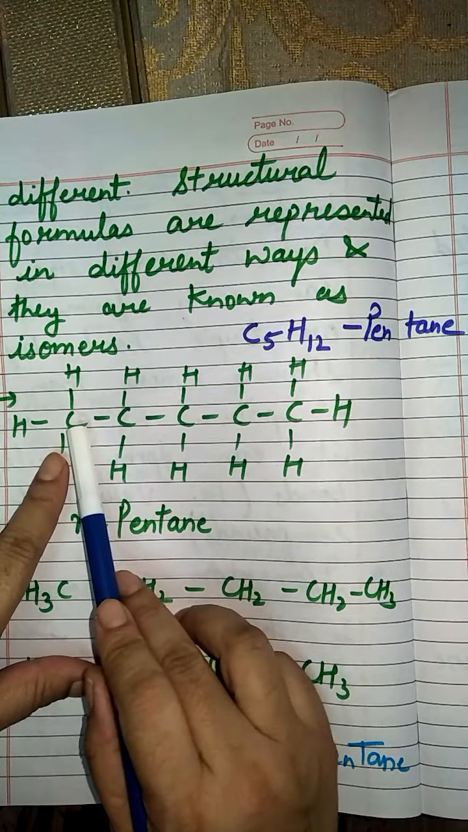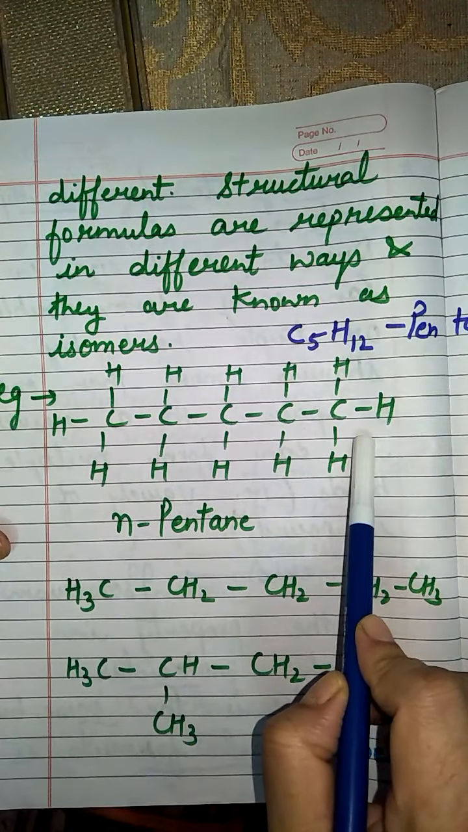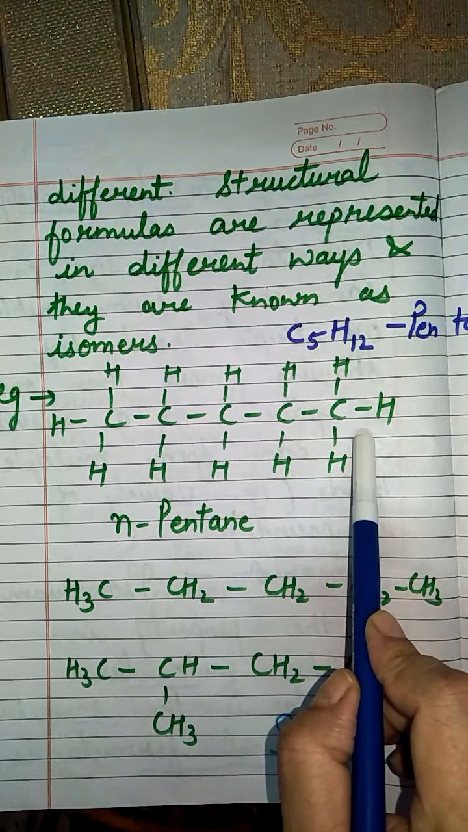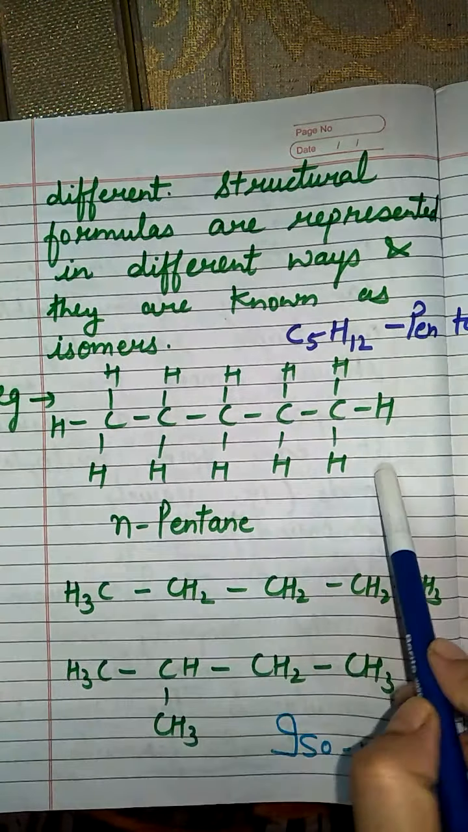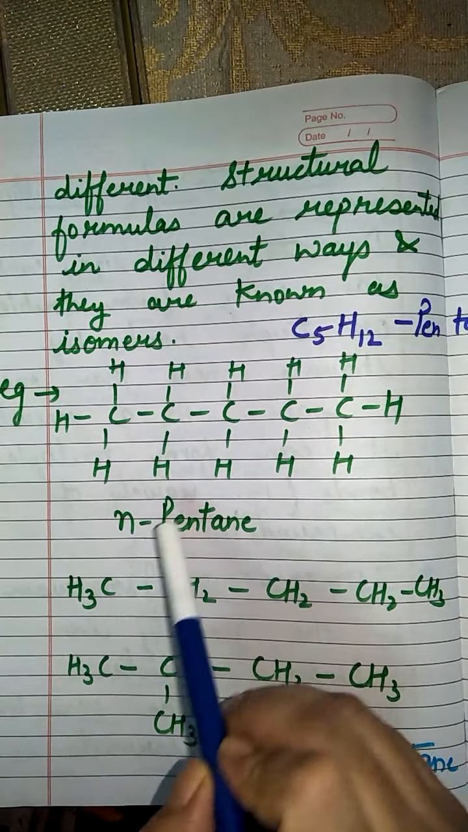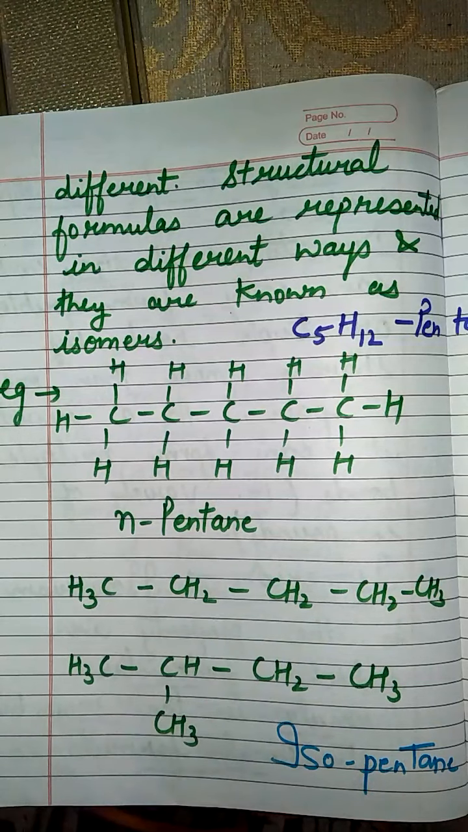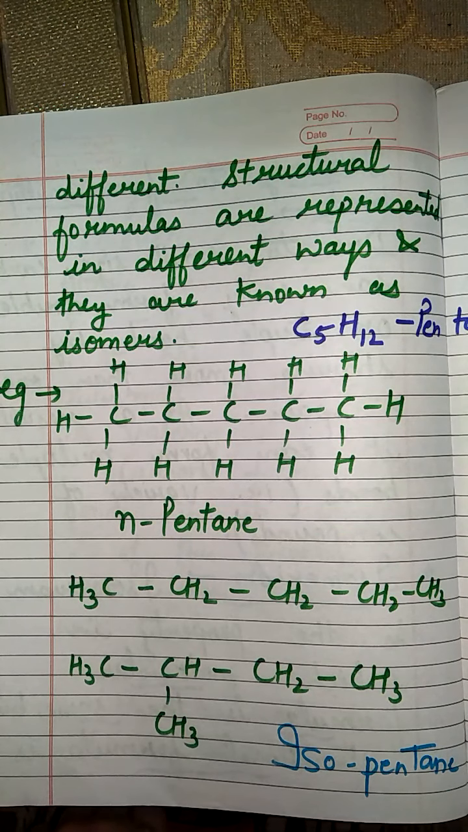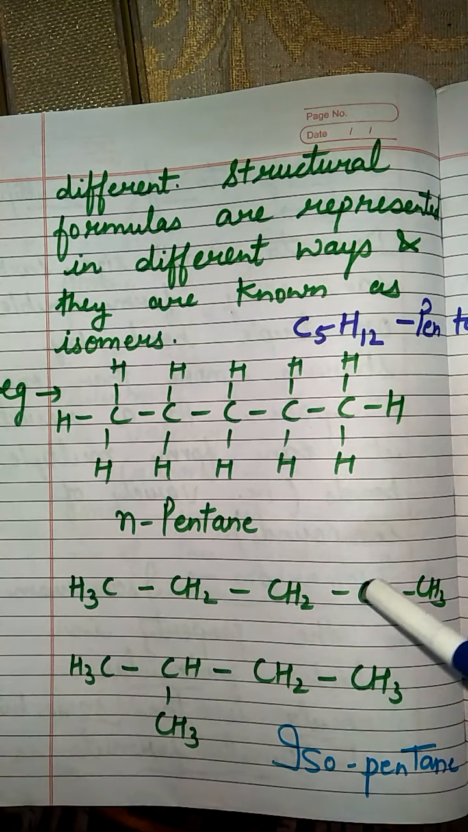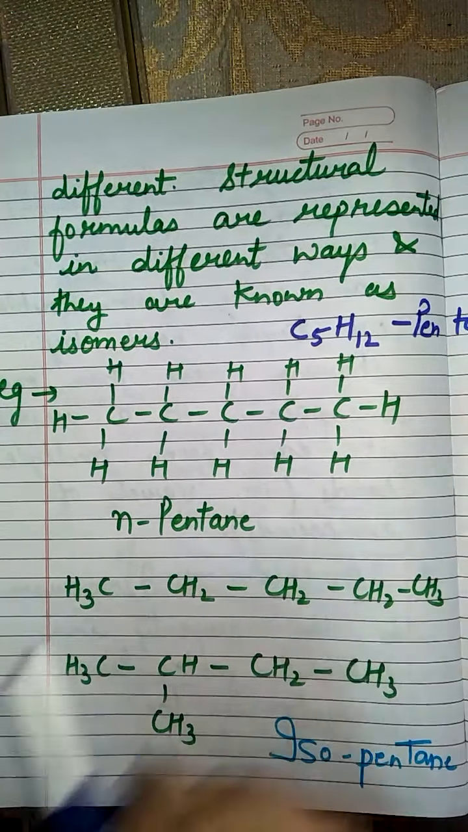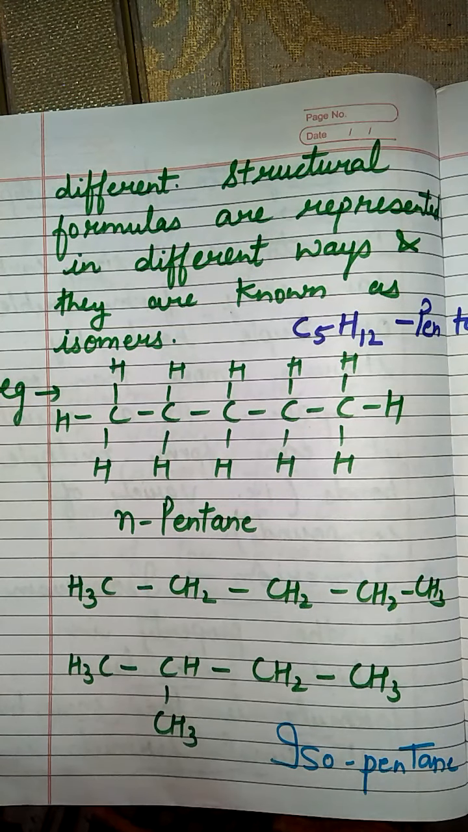Firstly, I have taken all carbons in a straight chain. Fine. When I have taken all carbons in the straight chain and arranged all hydrogens over here, this arrangement is the first isomer and this is known as normal pentane, in which carbons are arranged in a straight chain, that is normal pentane. Okay, another thing you should notice, all the carbons are showing a valency of 4. All are sharing 4 electrons.